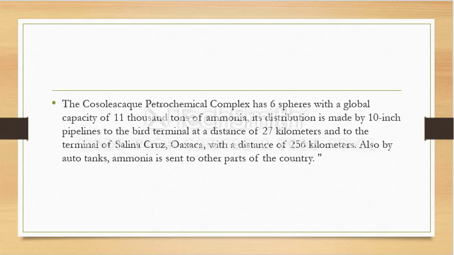And now the Cosoleacaque petrochemical complex has 6 spheres with a global capacity of 11,000 tons of ammonia. Its distribution is made by 10-inch pipelines to the Pajaritos terminal at a distance of 27 kilometers and to the terminal of Salina Cruz, Oaxaca, with a distance of 256 kilometers. Also by autotanks, ammonia is sent to other parts of the country.